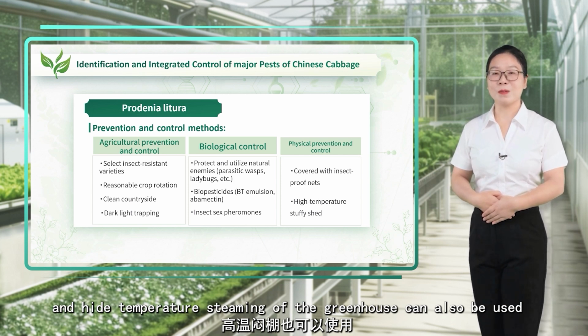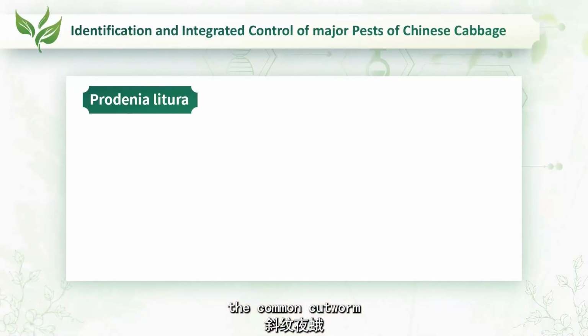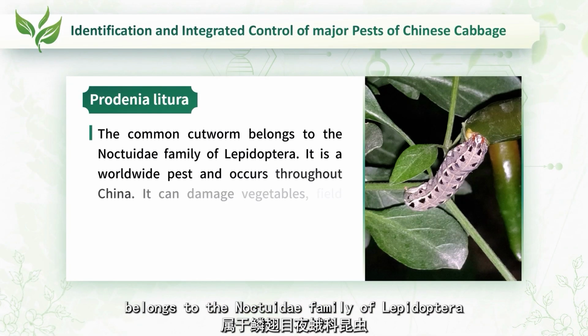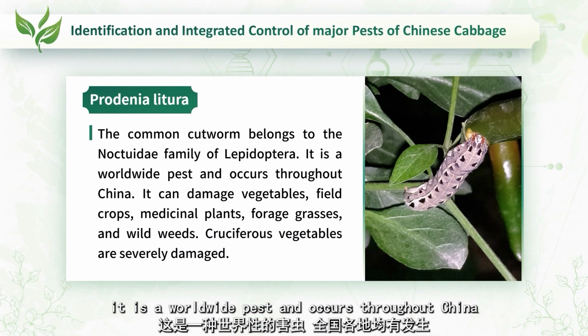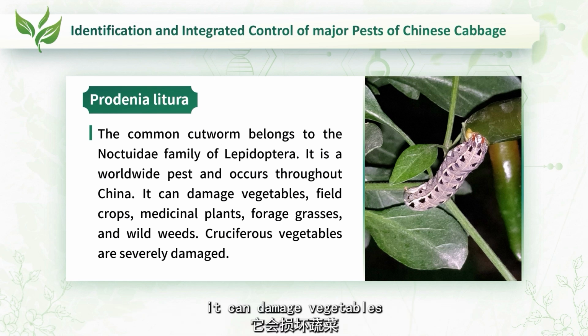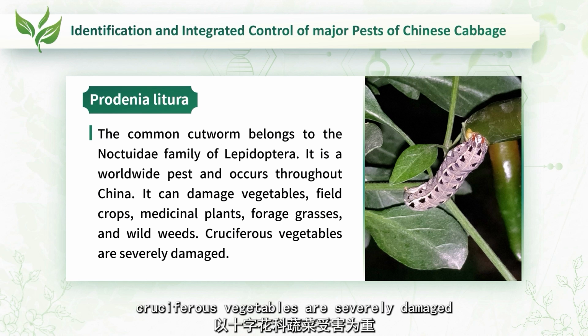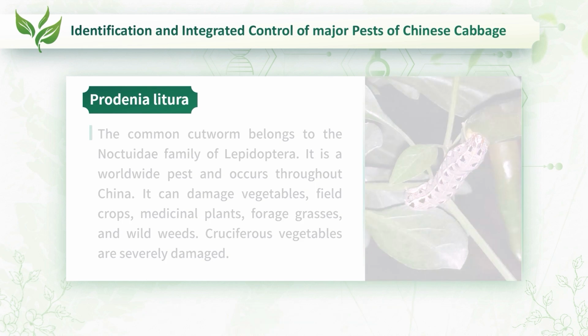also be used. The common cutworm belongs to the Noctuidae family of Lepidoptera. It is a worldwide pest and occurs throughout China. It can damage vegetables, field crops, medicinal plants, forage grasses, and wild weeds. Cruciferous vegetables are severely damaged.